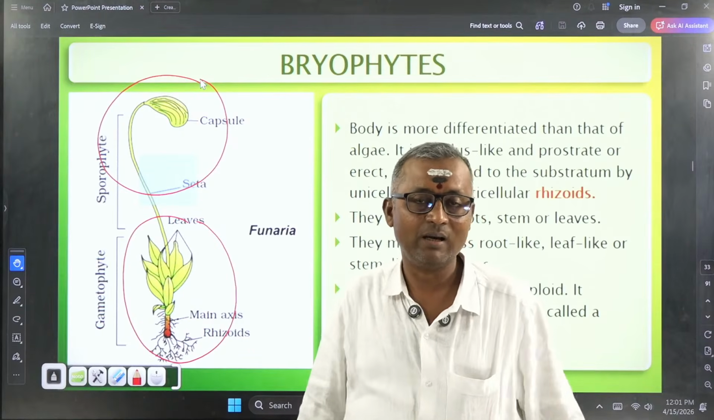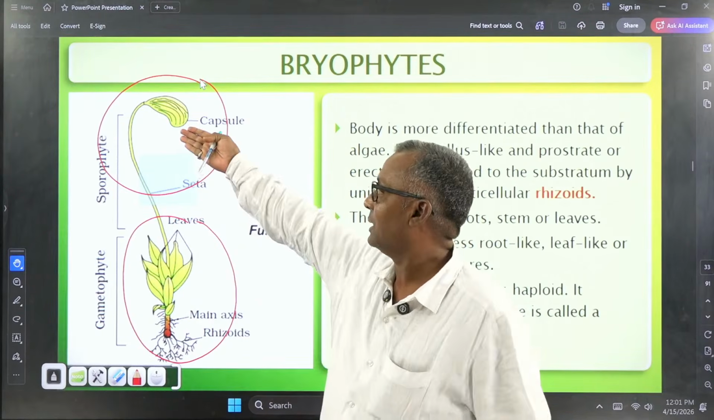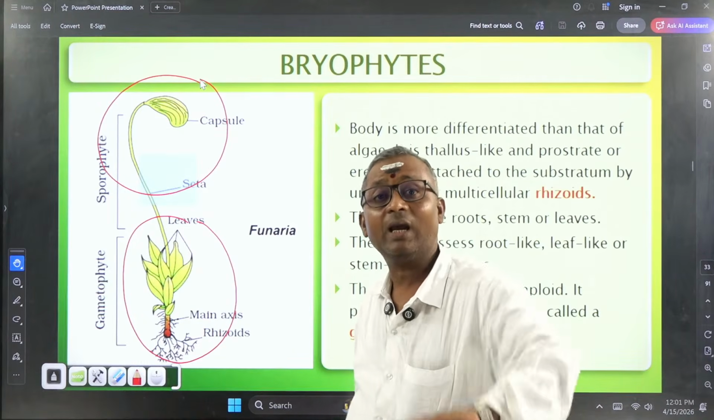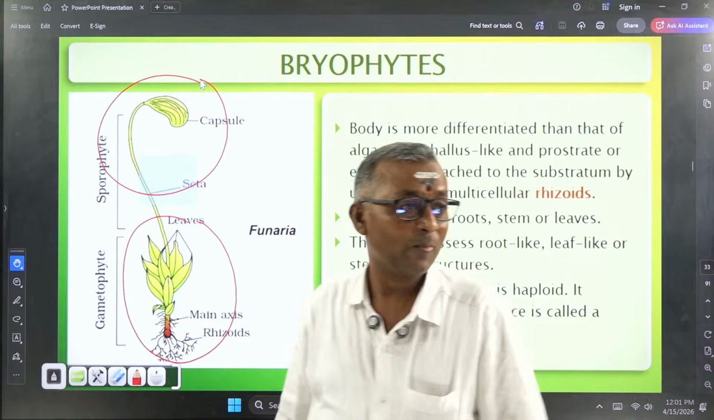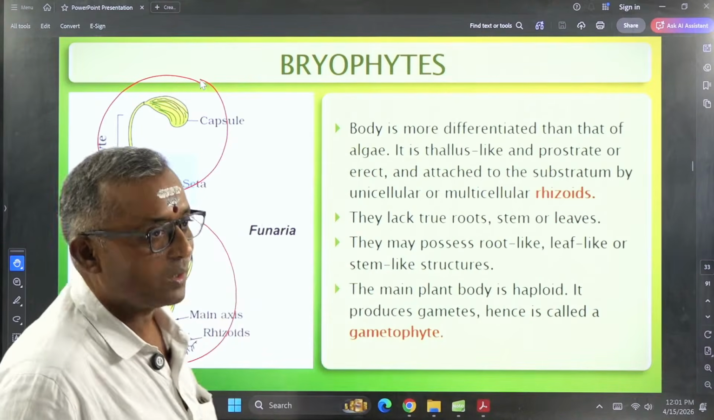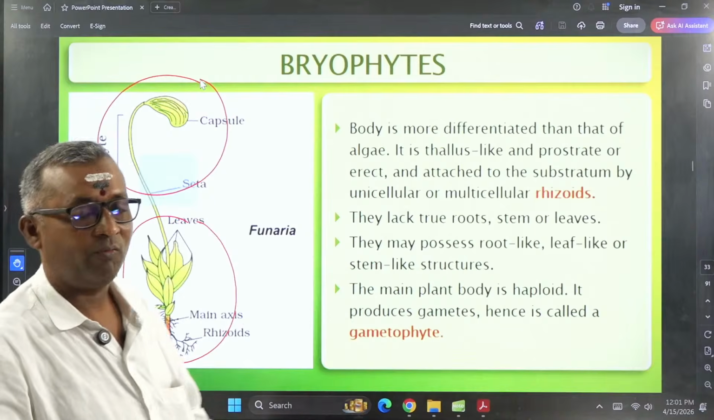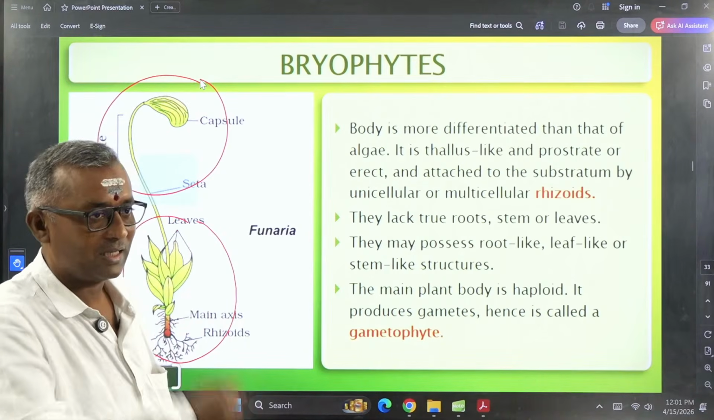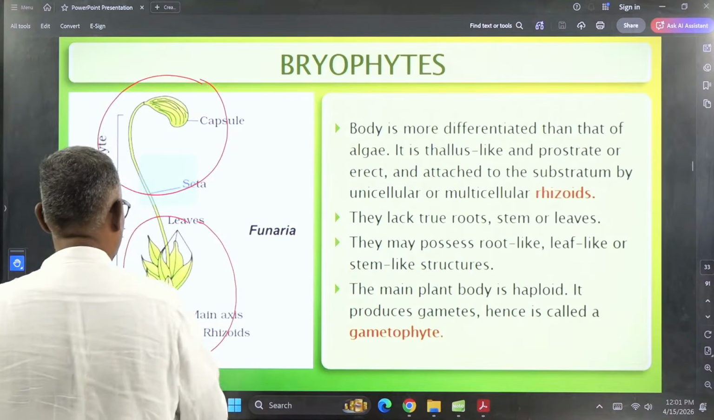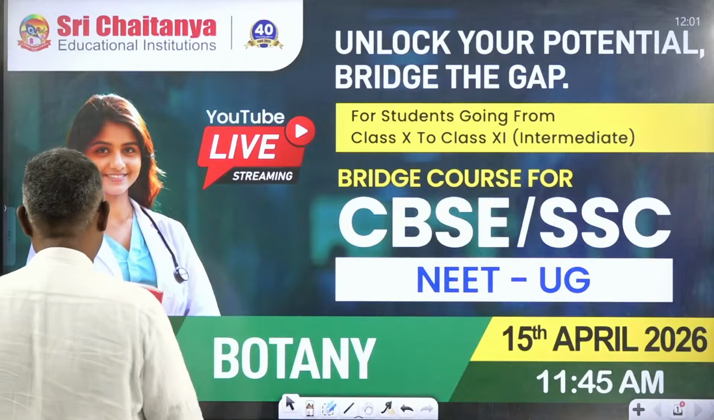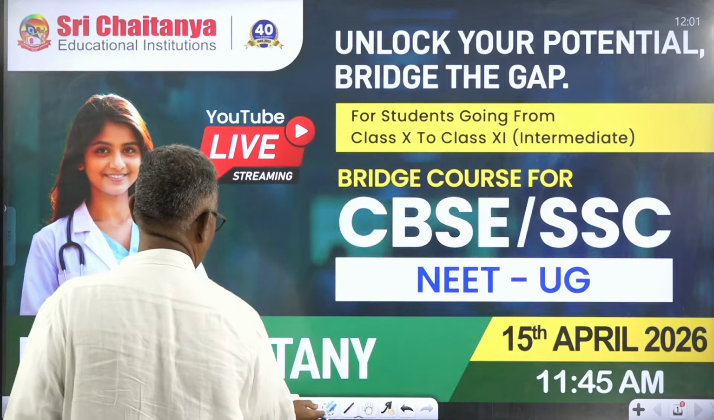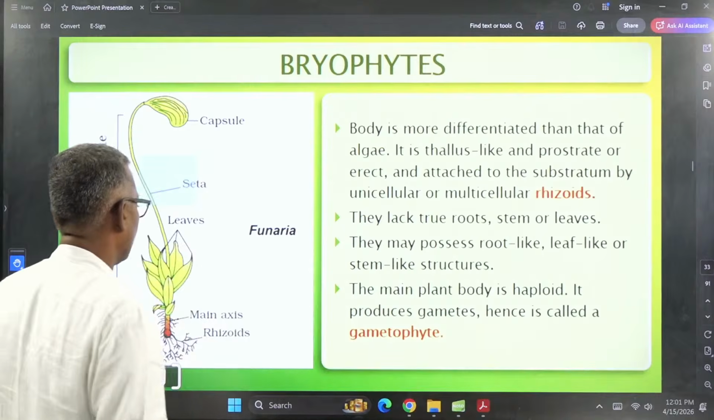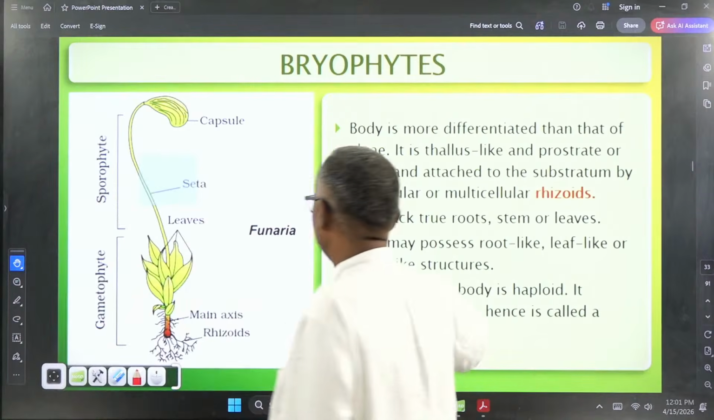So this is a kind of parasitism. The sporophyte depends on this gametophyte physically and physiologically. How? Physiologically means for nutrition, physically for its attachment. For both it is depending. So that is the importance of this gametophyte and sporophyte. Okay, now let us go to the next step.